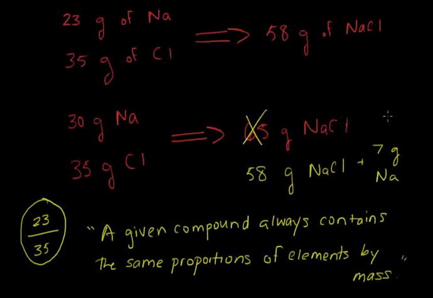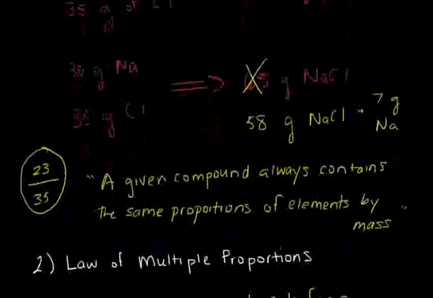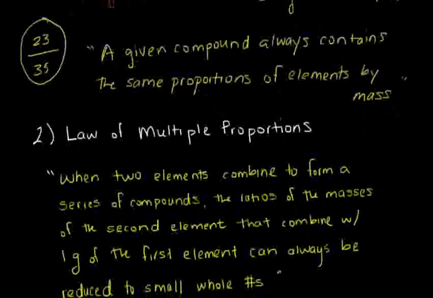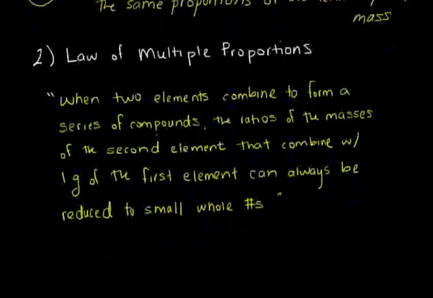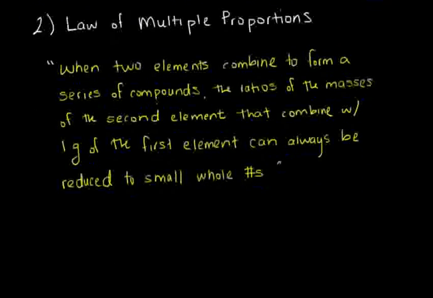23/35. So another way of saying this is that all sodium chloride is created equal. In any sample, we're always going to have 23 parts sodium to 35 parts chlorine by mass. We don't know anything about atoms yet, so we can't describe this as being a 1-to-1 ratio between atoms. We just know it as a ratio between masses. And so that's well and good, but let's extend the law of definite proportions to the law of multiple proportions.